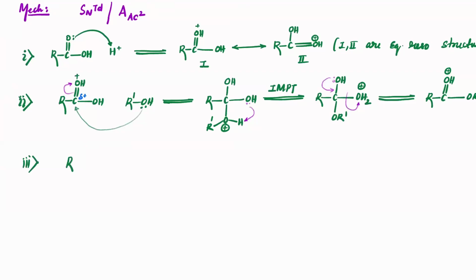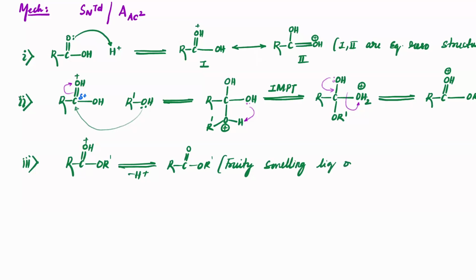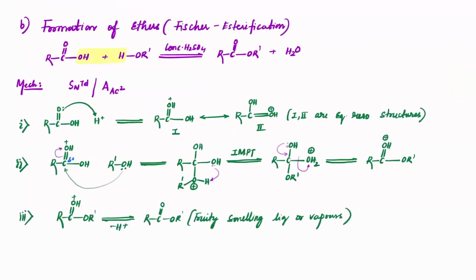RC double bond OH plus and OR dash minus will give away H plus and convert into an ester. And ester is a fruity smelling liquid or vapors. Okay. Typically, this is how the mechanism happens.